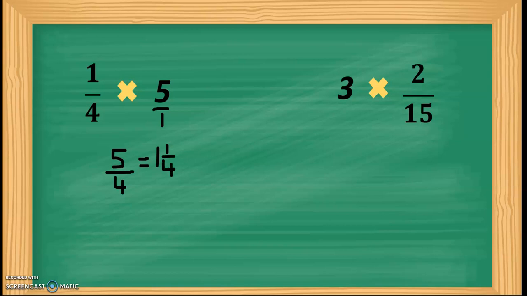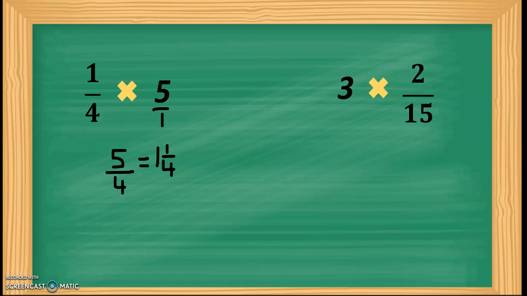Now for this example, I want you to pause the video and attempt the question. Here we have 3 being multiplied by 2 over 15. And then you're going to compare it with what will be shown afterwards. Now I hope you got this correct.